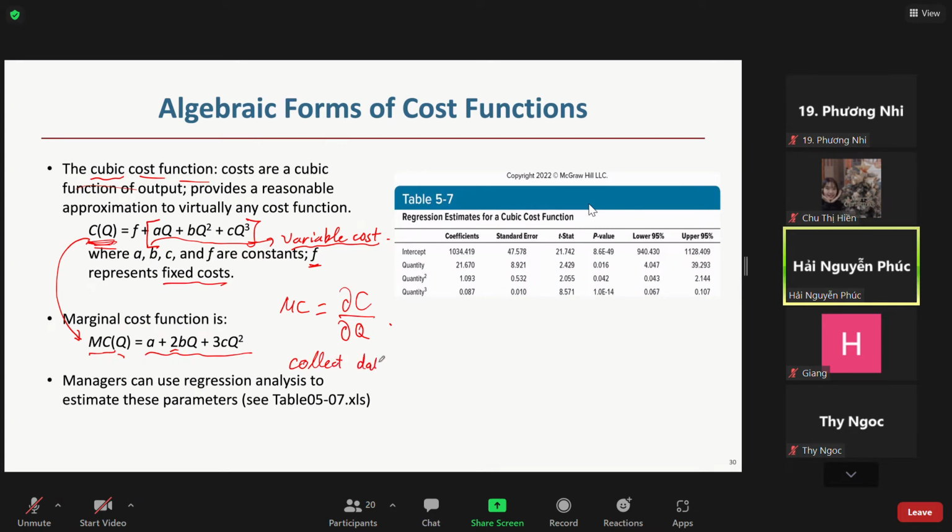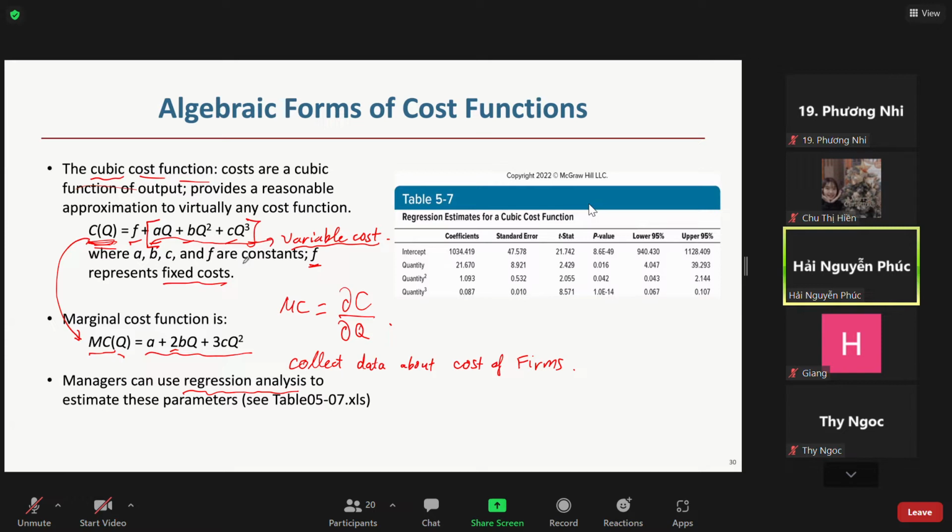All right. And using the idea of the cubic cost function, if the manager can collect data about the cost of the company, they can use regression analysis to estimate the parameters F, A, B, and C.